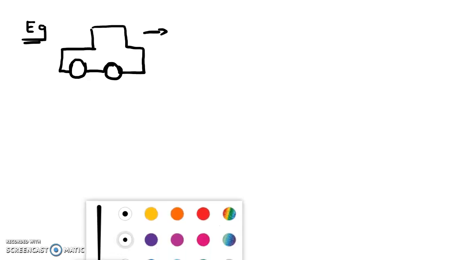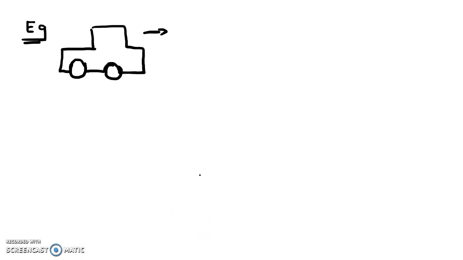Say for example, there is a car. I just draw a rough car. And it is moving with, say for example, 30 meter per second. And acceleration, I can say, 2 meter per second square.